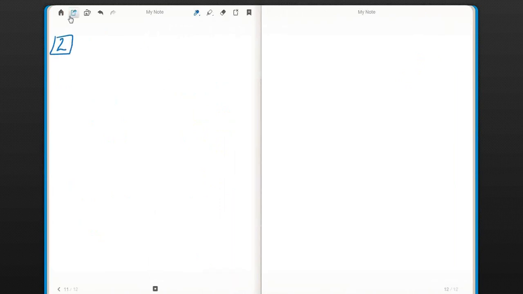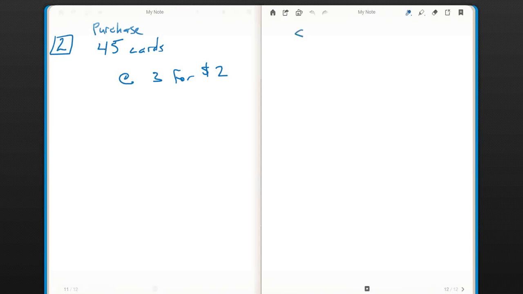The second question tells us that Peter bought 45 greeting cards, and for each one, he got 3 for $2. So he purchased 45 cards at the rate of 3 cards for $2. And this was his purchase. And then later he sold them at a different rate. He sold them at 5 cards for $4. And of course, he still had 45 cards, and we want to know how much money he made.